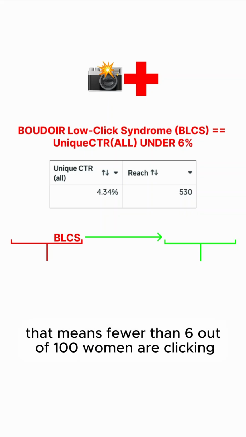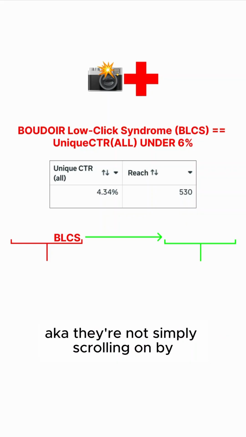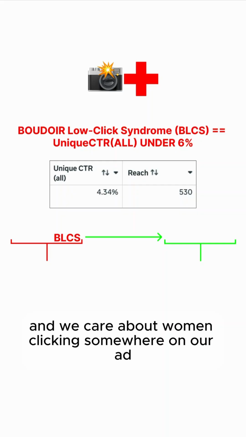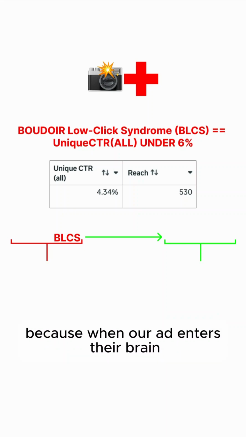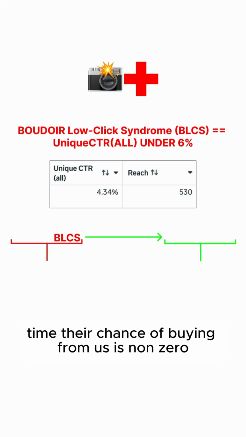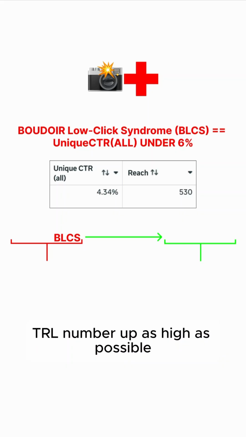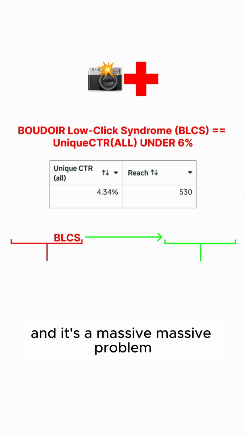That means fewer than 6 out of 100 women are clicking somewhere on our ad, aka they're not simply scrolling on by. And we care about women clicking somewhere on our ad because that means our ad has entered their brain. And we care about that because when our ad enters their brain, that is the only time their chance of buying from us is non-zero. So we got to get this unique CTR number up as high as possible, but under 6% is the most common thing I'm seeing, and it's a massive, massive problem.